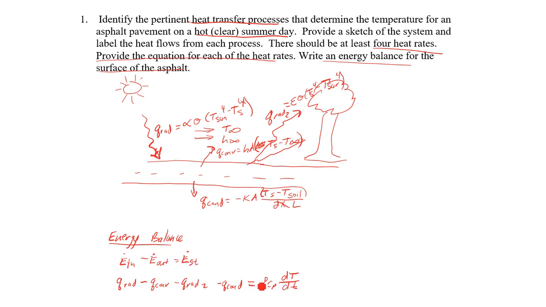So I wasn't exactly looking for this in great detail, but I wanted to be convinced that you saw there were 4 heat transfer processes, or 4 heat rates, and how those impacted. And this is probably not steady state, so we want to include this term. It might be steady state, and this dT/dt goes to 0, and it is all gone. So that's what we are looking for in problem 1.